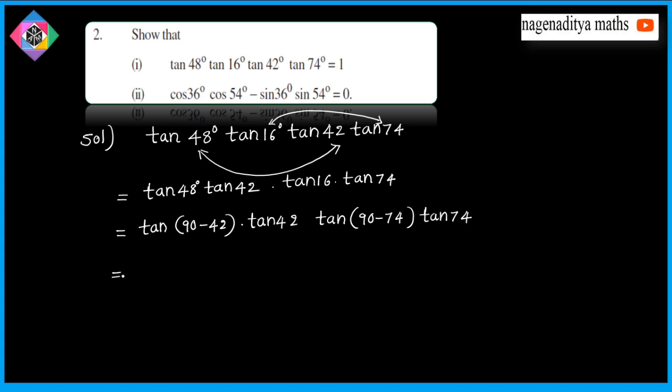So tan of 90 minus theta is equal to cot theta. So this is equal to cot 42 multiplied by tan 42, and similarly tan of 90 minus 74 is cot 74, multiplied by tan 74. These two are multiplicative inverses of each other, and these two are multiplicative inverses of each other. So both cancel, each becomes 1, so this is equal to 1 into 1, which is equal to 1.